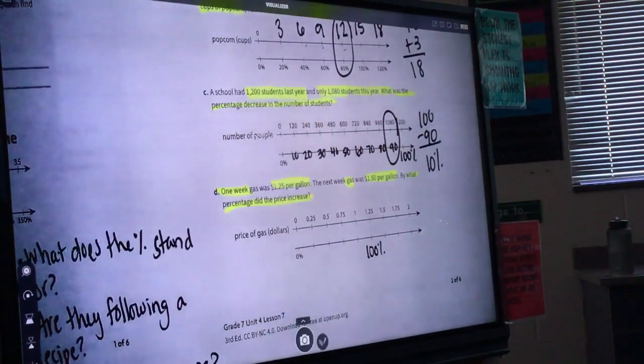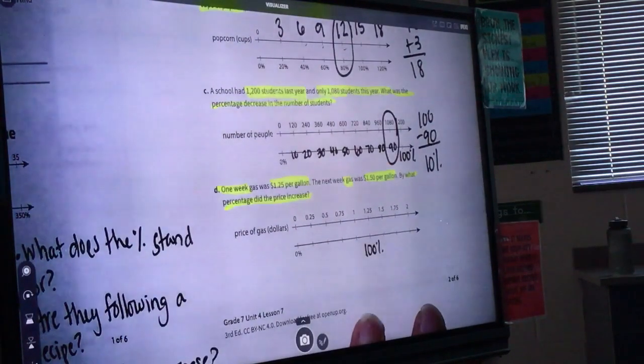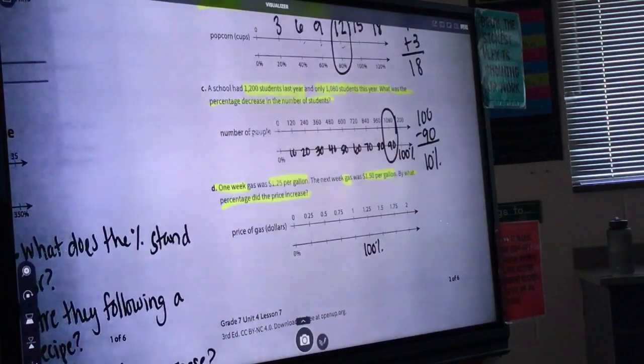What is that percentage? So that is why $1.25 is your 100%, not $1. How do we figure out what each one of these are? What did you guys do? What was your process?